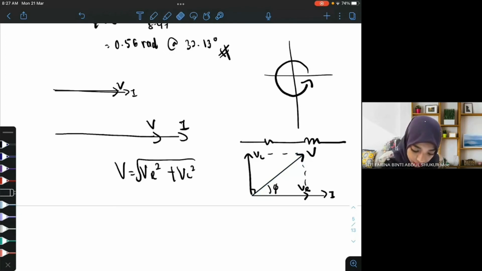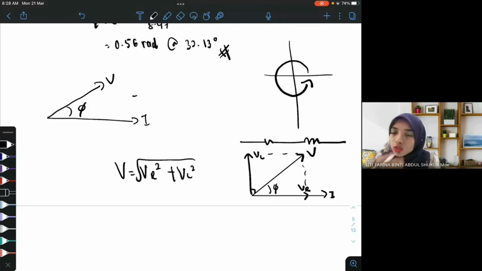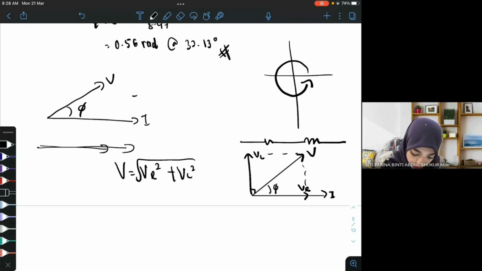Dia akan ada V lead I by V. This is what you're going to have. Okay, so the question now is, kita tak nak V lead I. Kita nak V dengan I sama-sama in phase. Kita nak dia sama-sama in phase.